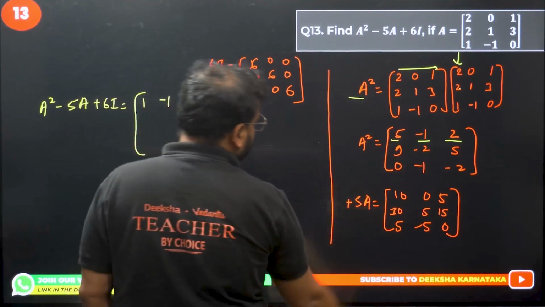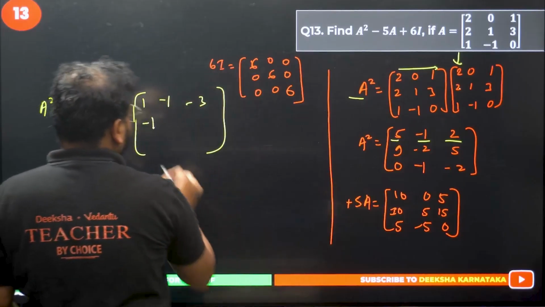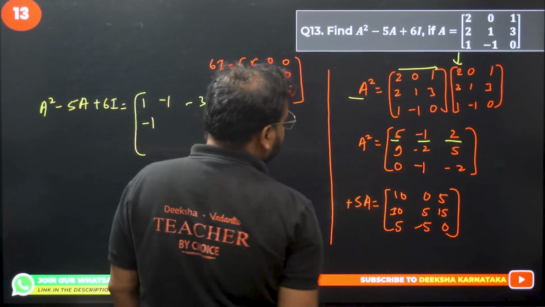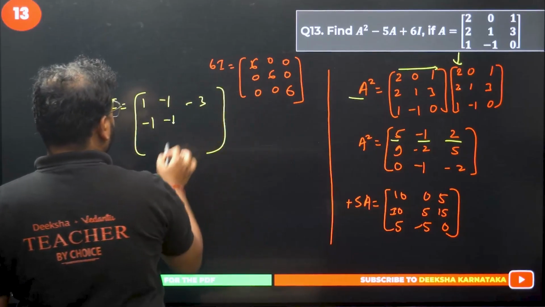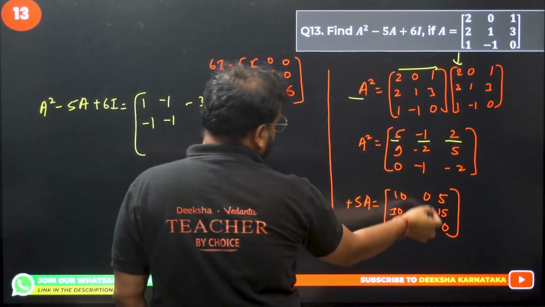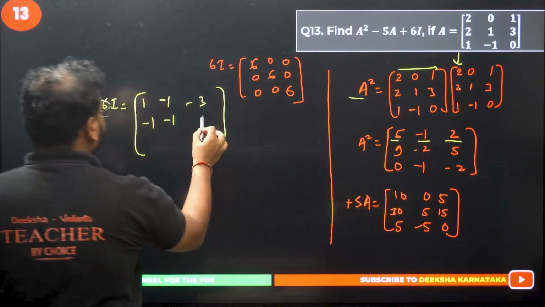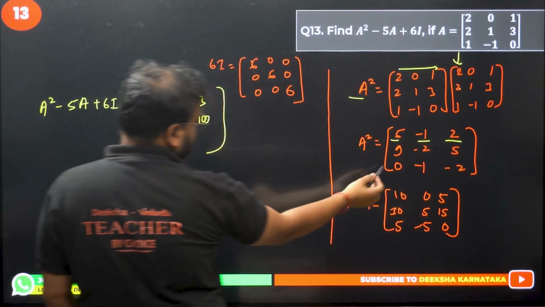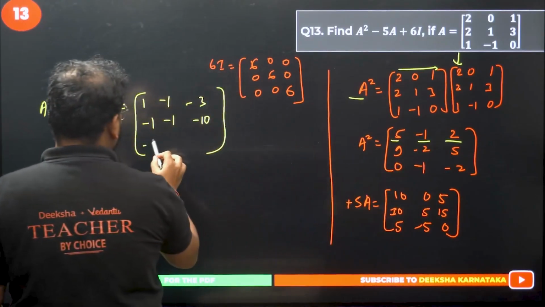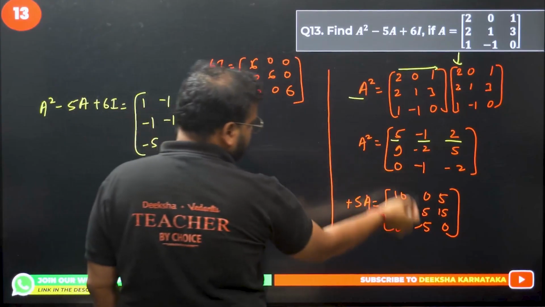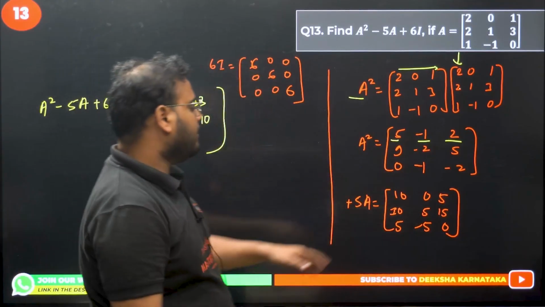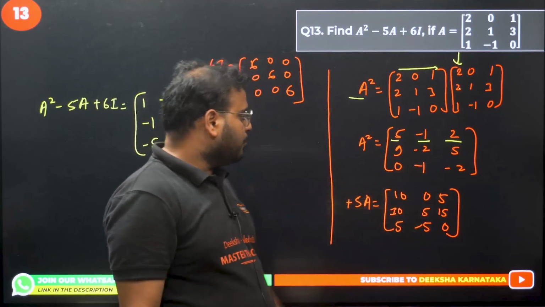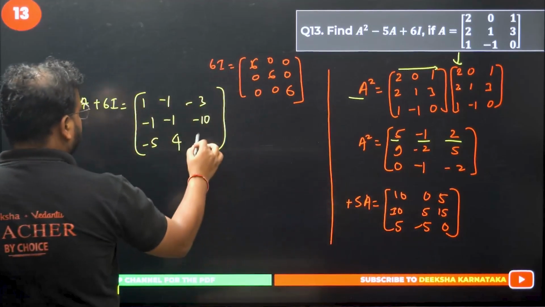Okay, 9 minus 10 is minus 1. Minus 2 plus 5, minus 2 minus 5 is minus 7. Plus 6 will become minus 1. 5 minus 15 is minus 10. We have 0 minus 5 is minus 5. We have minus 1 minus 5 is plus 4. Minus of minus 5 will become plus 4, right? Minus 2 plus minus 0 is minus 2 plus 6 is 4.